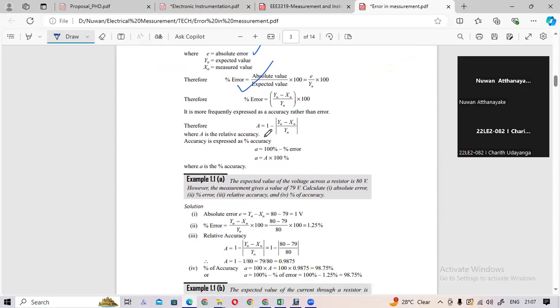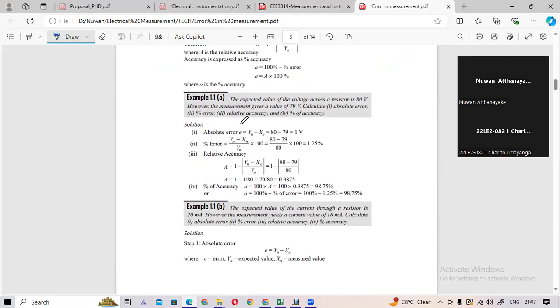So percentage error you can easily calculate. And the accuracy means 1 minus error. 1 minus error, that is the accuracy. If you get the percentage error, then 1 minus the percentage error will be the percentage accuracy.